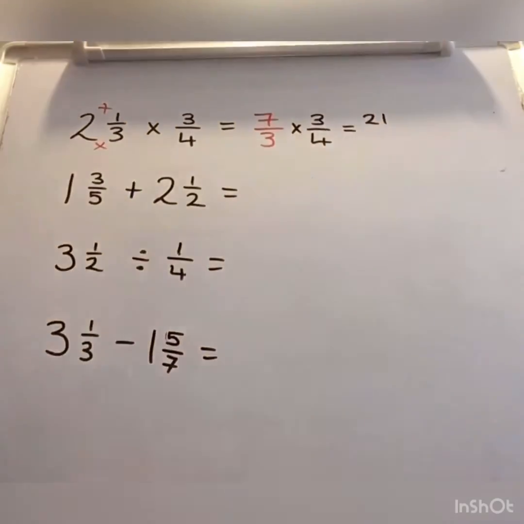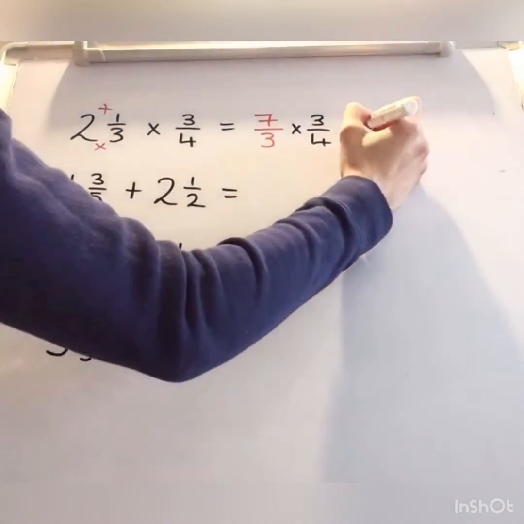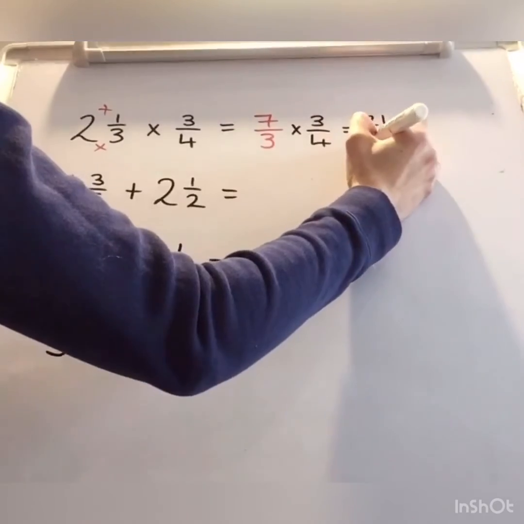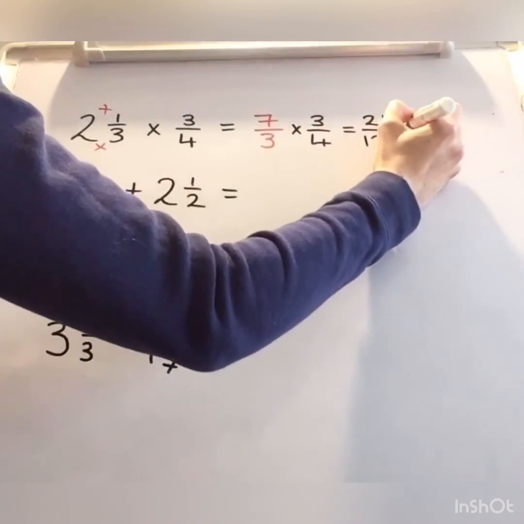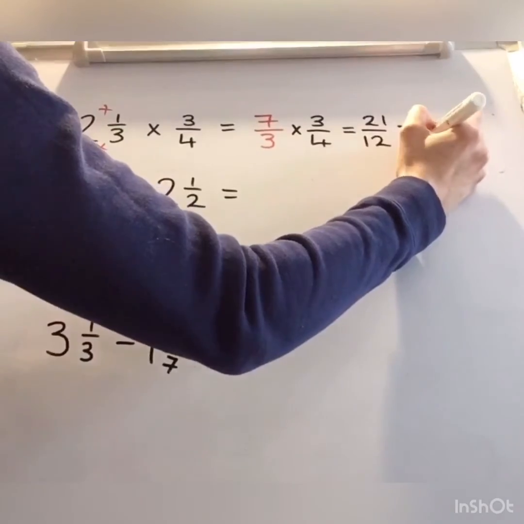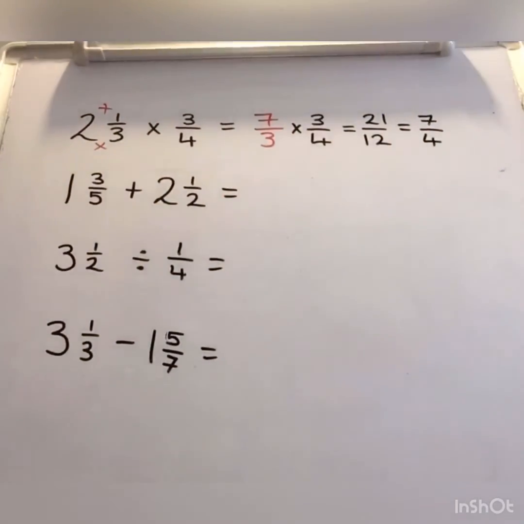Now if you think back to the first part of this lesson, when we multiply fractions, nice and easy, we just multiply the numerators. 7 times 3 is 21, and then 3 times 4 is 12. I'm going to cancel this down before I convert it into a mixed number, because I can see that 3 goes into both. So if I divide the top and the bottom by 3, I get 7 over 4.